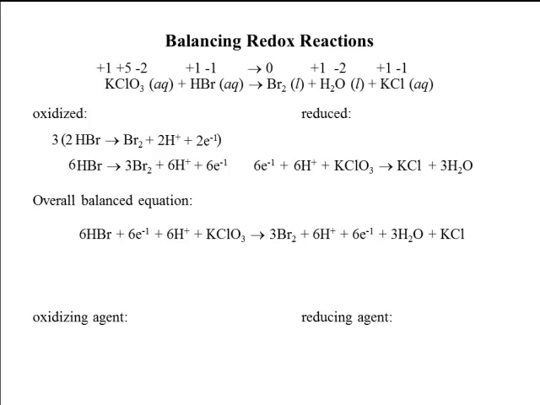Next, what I want to do is cancel things out that are similar on both sides of the equations and keep track of the numbers too. So I have 6 HBr on the reactant side, no HBr on the product side, so I leave that. I have 6 electrons on the reactant side, 6 electrons on the product side, those can cancel. I have 6 H pluses on the reactant side, 6 H pluses on the product side, those can cancel. I have a KClO3 on the reactant side, no KClO3 on the product side, so those won't cancel. So cancel things out that are the same on both sides, and we end up with this overall balanced equation.